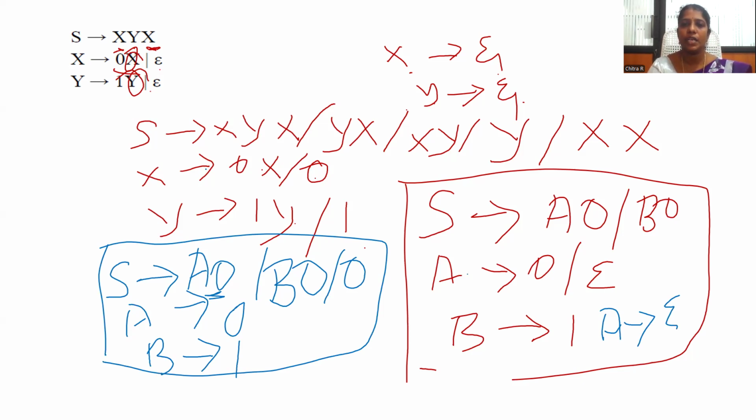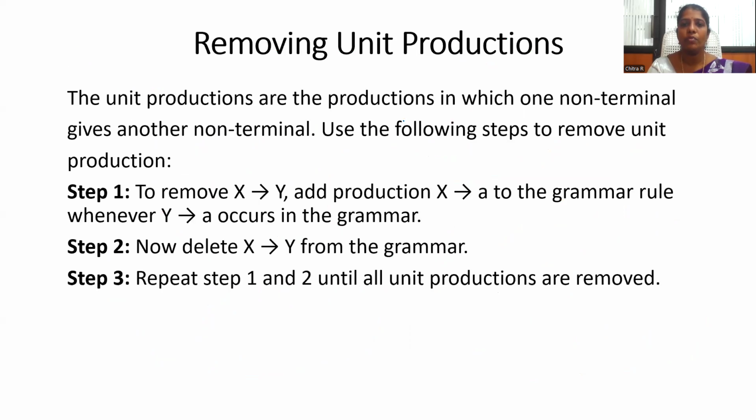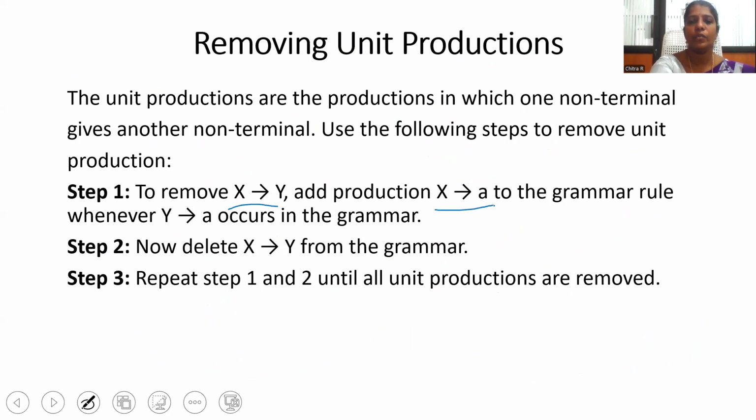And the third one is the removal of unit productions. What do you mean by unit production? If a variable tends to a variable, that is, the left hand side contains a capital letter and the right hand side also contains a capital letter, that is called a unit production. Suppose the production X tends to Y and Y tends to a is there, then wherever Y is there, we can write a also. That is also possible. This is called the removal of unit production.